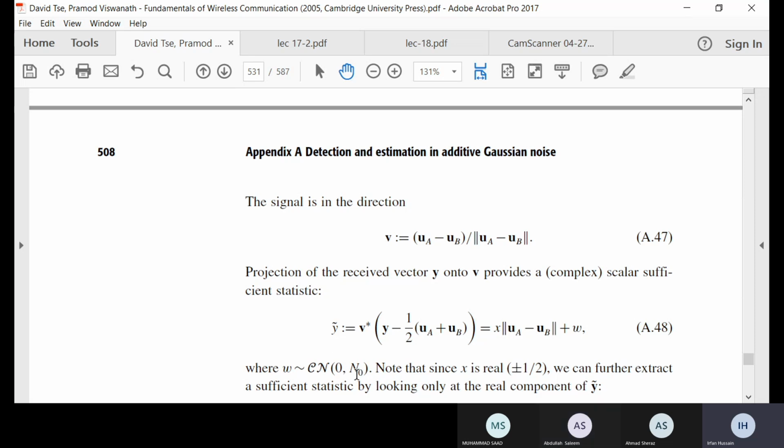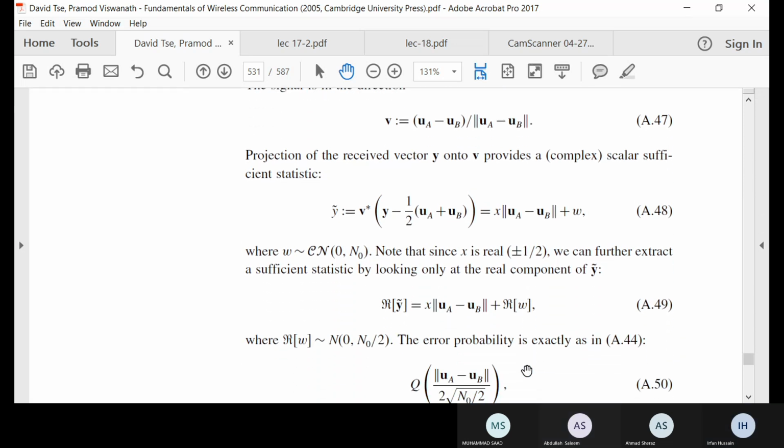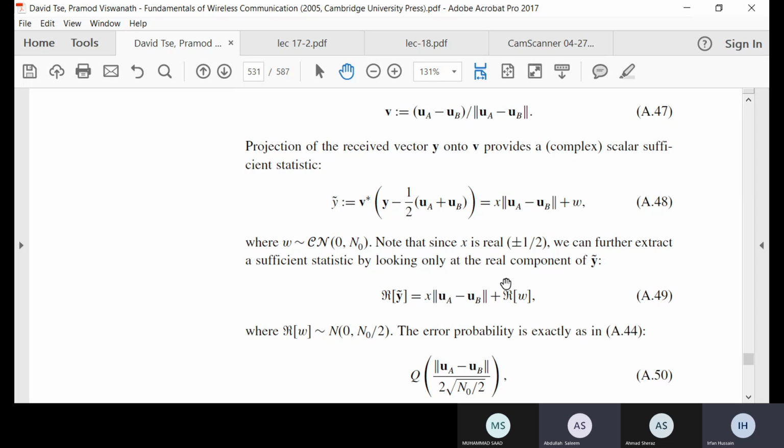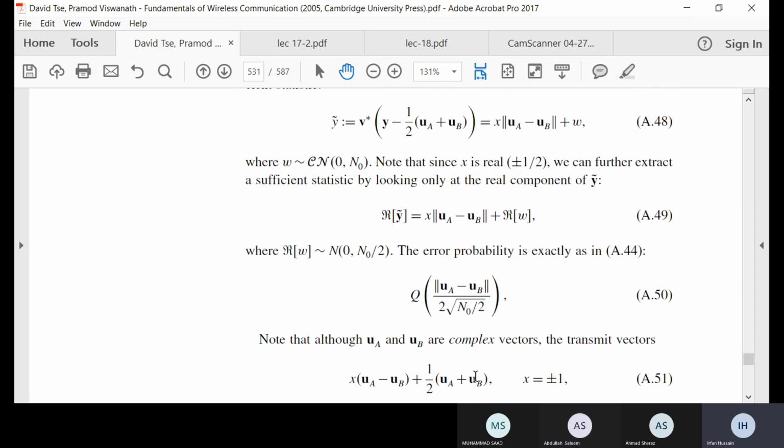And why this? Previously it was coming out to be N naught by 2, now it will come out to N naught, because it is now totally working in the complex domain, real and complex domain at the same time. Again, you can take the real part, you get the same real error, with the same error probability as we saw previously. Similarly, you can take the imaginary part, you will get the same error.